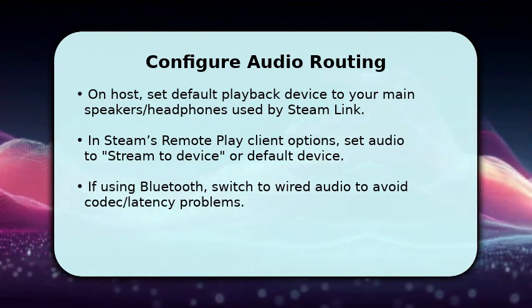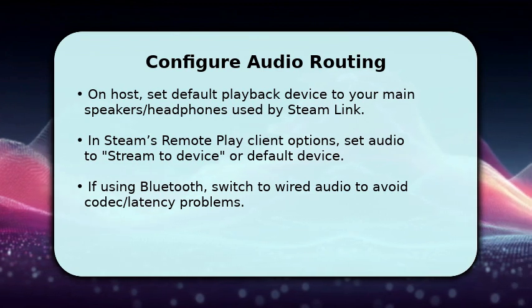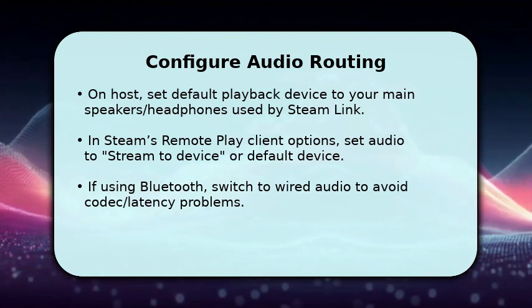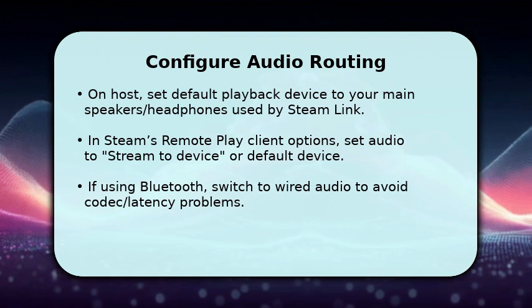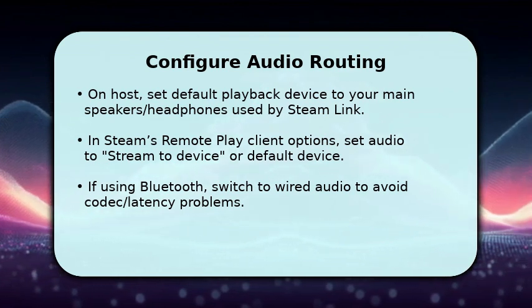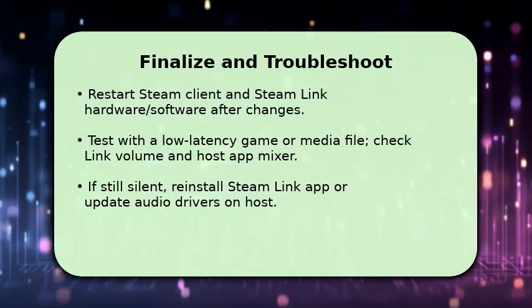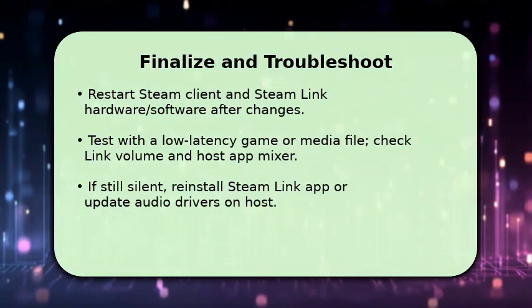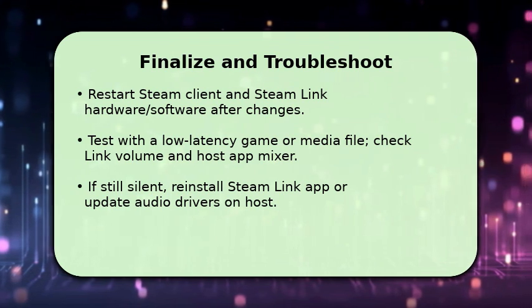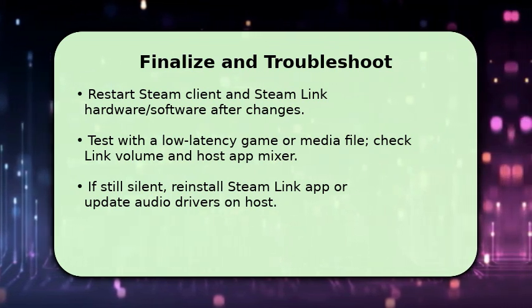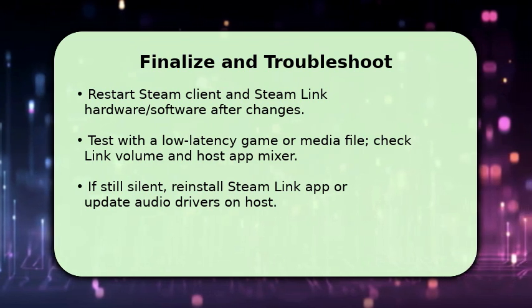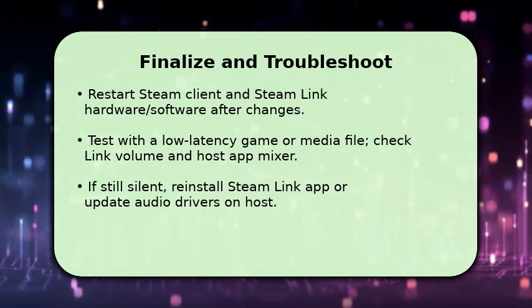If you rely on Bluetooth on the host, swap to wired temporarily, because Bluetooth codecs and latency often prevent clean audio capture. Finish by restarting both Steam and the Steam Link device so new settings apply. This clears stuck sessions. Then test with a simple audio source, play a short video or low-latency game, and monitor the link's volume and the host application mixer to confirm the stream carries sound.